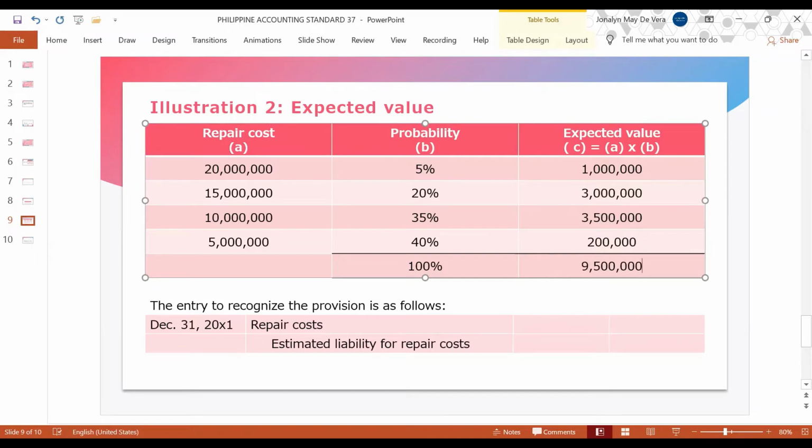9,500,000. So the entry to record the provision: debit repair cost 9,500,000 and credit estimated liability for repair cost 9,500,000. So that is how we get the expected value.